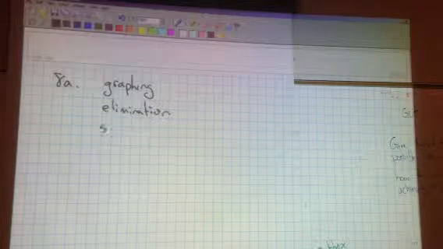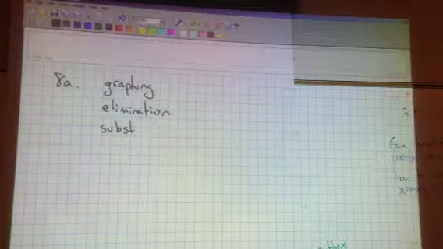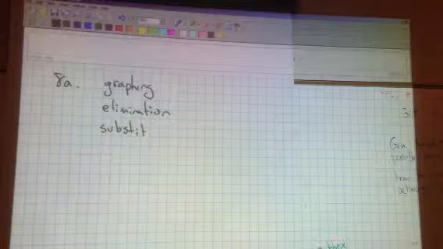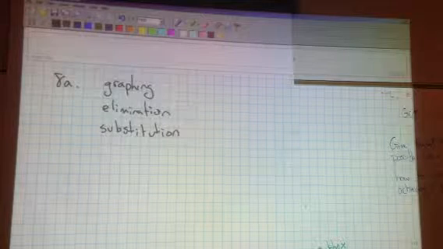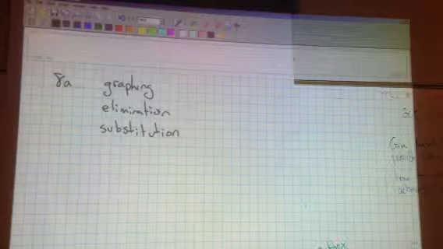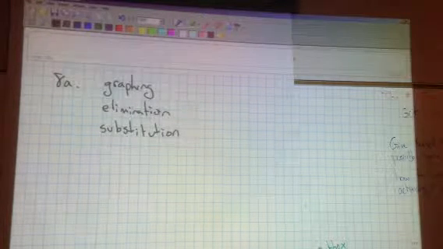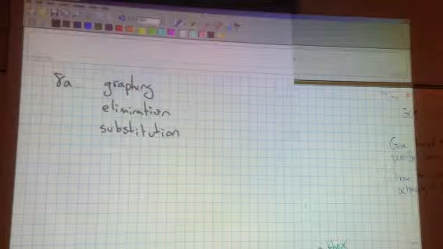And then substitution, where you would solve for a variable, so like you'd get y equals or whatever, and then you'd plug in what that is into the other equation. But you can always use elimination. So substitution is kind of a luxury to know how to do it, if you want.